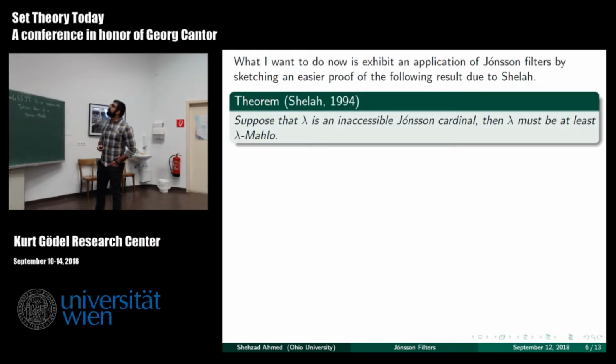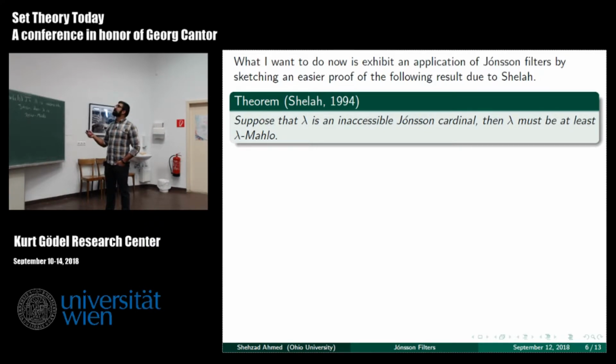Okay, so to advertise why we want to use Jónsson filters, my original plan was to do some PCF theory, but my talk is 20 minutes, so about 15 of that would be spent saying here's PCF theory, and then a result, which is perhaps not illuminating. So instead I want to sketch an easy proof of this result from the book, and by the book, I mean Cardinal Arithmetic.